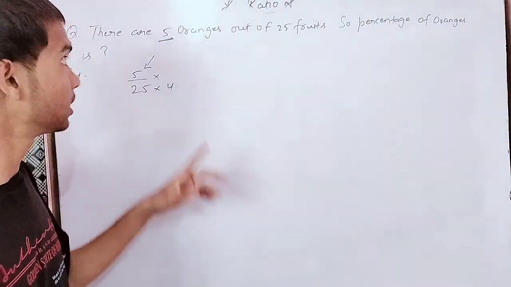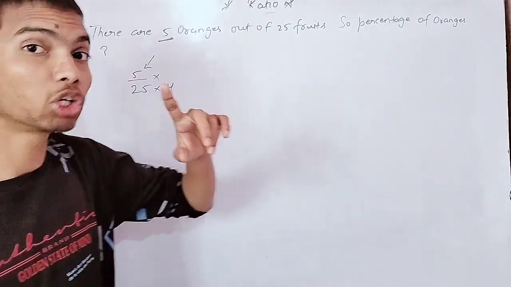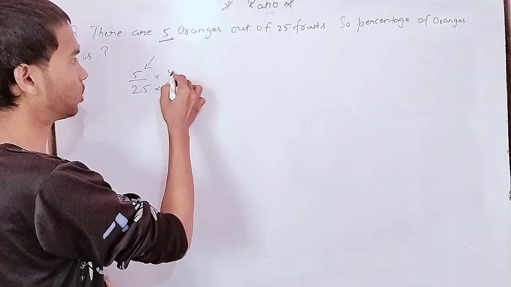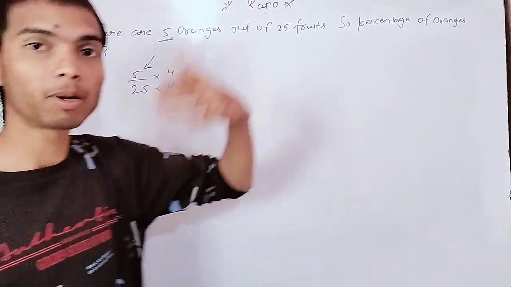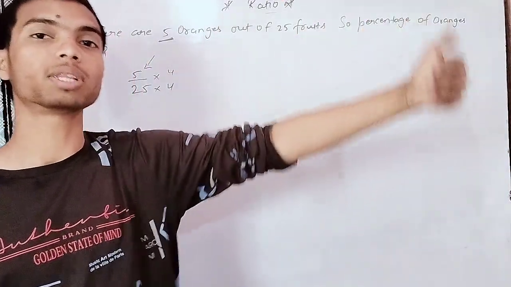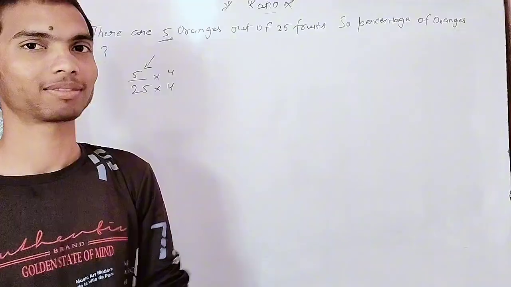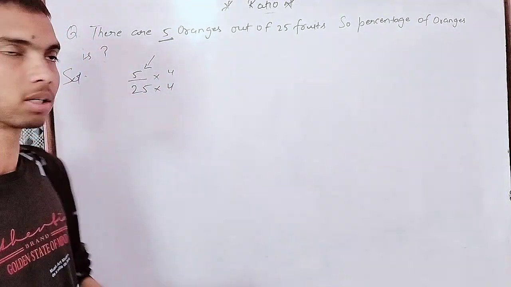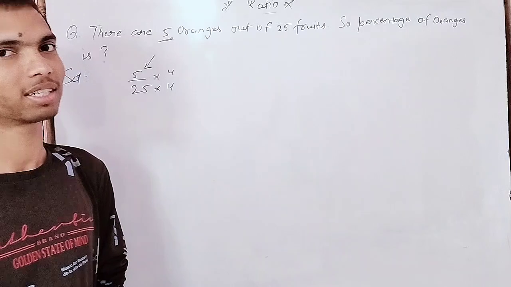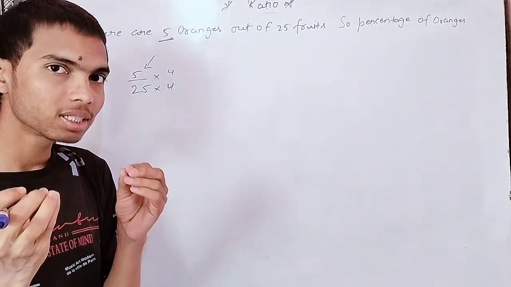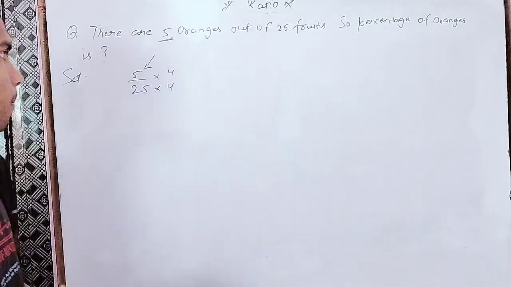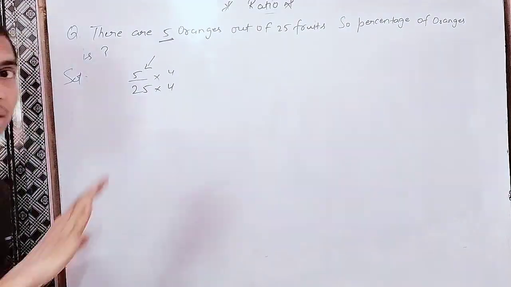But the statement should not be changed. The question should not be changed. So we will multiply 4 also with the numerator. 4 will get cancelled out, so it will be equal to 5 by 25. So here our statement didn't change.